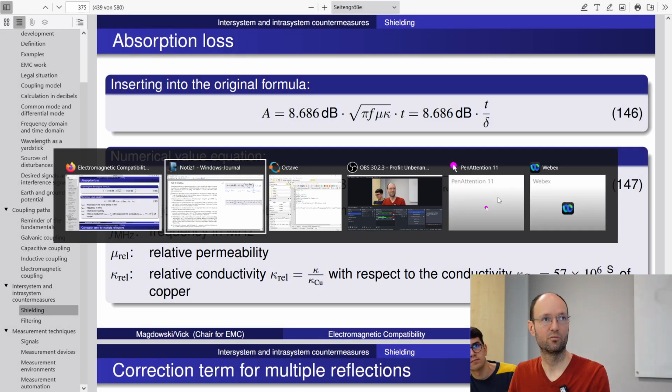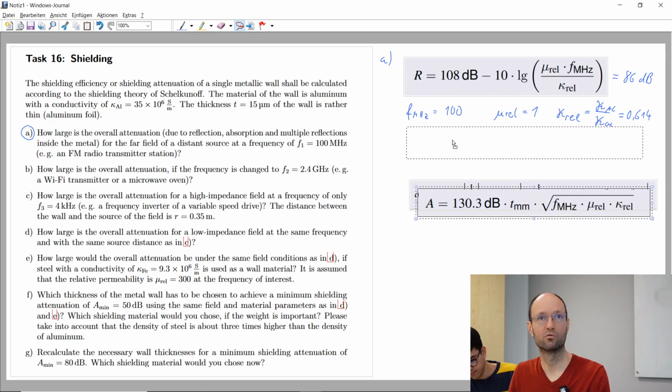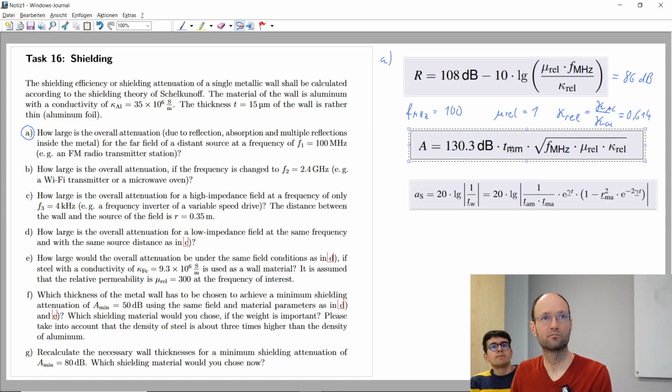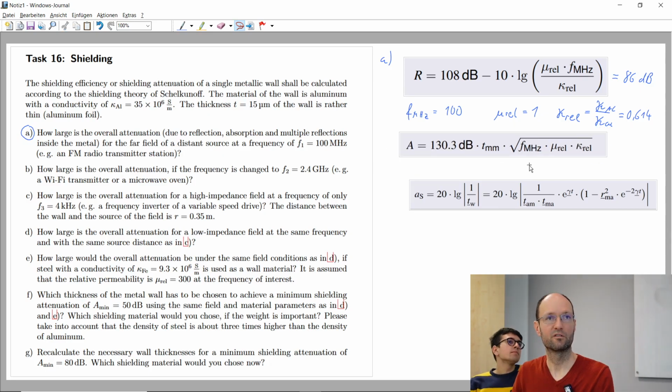So let's copy this, go back to the drawing program, and here we need to insert the thickness and all the other values we already have. So how do we get the thickness in millimeter?